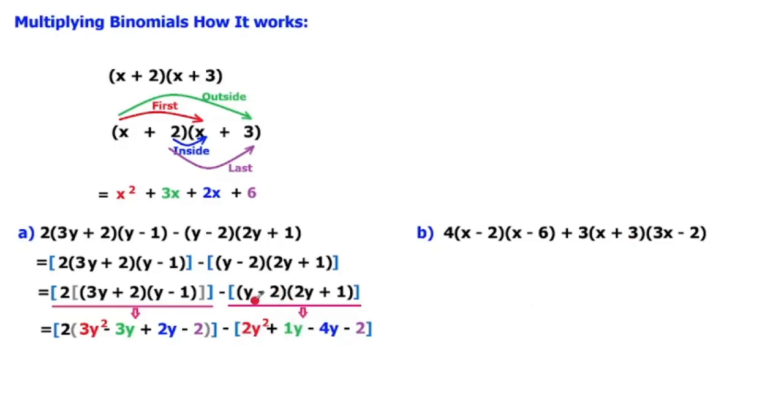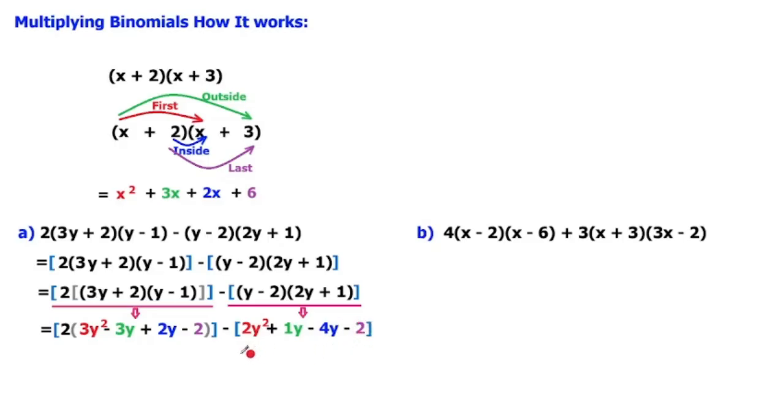So now we do the same thing to this one. y times 2y becomes 2y squared. Then we multiply y times 1, it becomes 1y. Then we multiply negative 2 times 2y, which becomes negative 4y. And then negative 2 times 1 is negative 2.